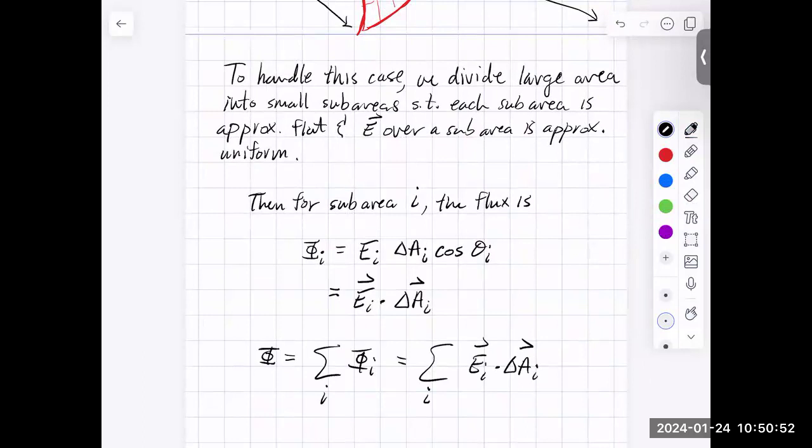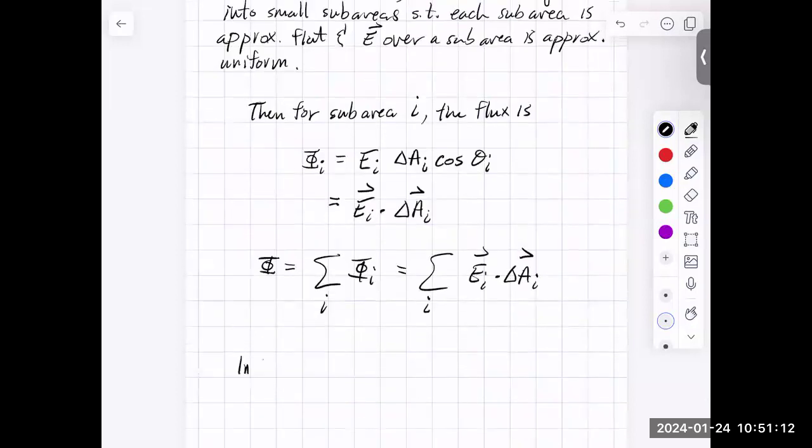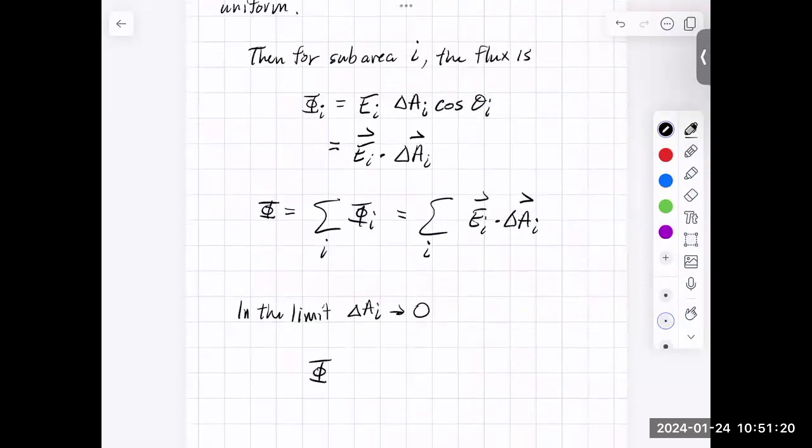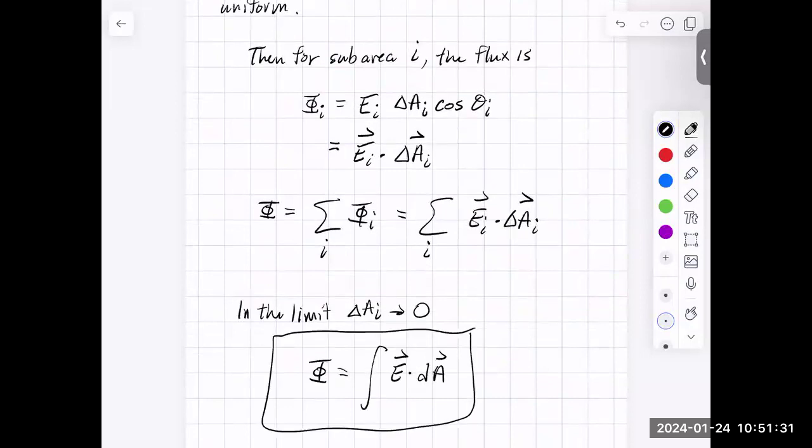And then if you're in Math 101 or Math 103 now, you might be talking about limits and Riemann sums. If you take the limit that this patch area goes to 0, infinitesimally small, you could re-express the sum as an integral. And so in the limit that delta A I goes to 0, we could write the flux as the integral of E dot dA. And this is something that we'll use when we do Gauss's law.